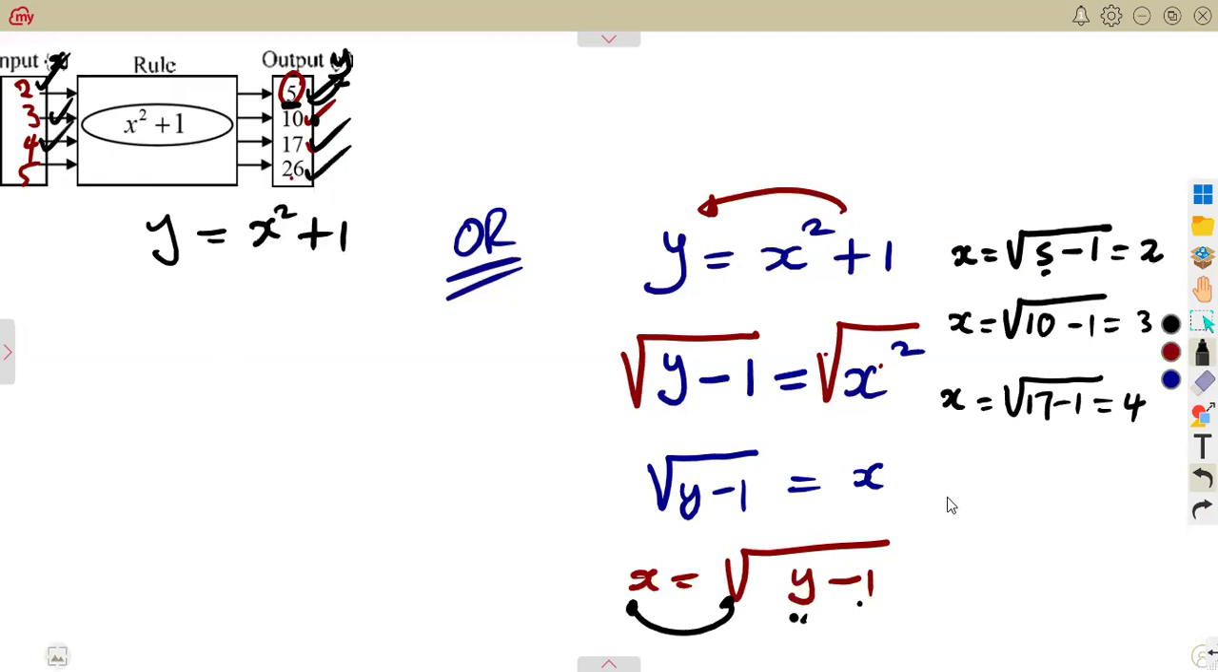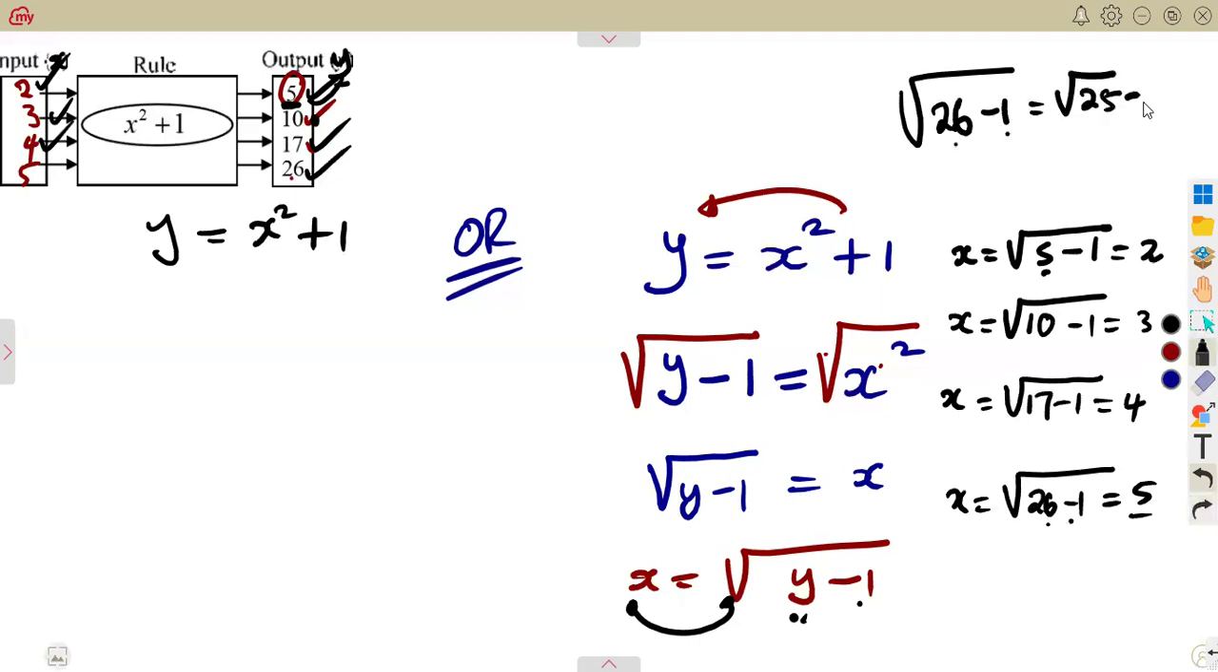When this is 26, you do the same thing. The square root of y minus 1, that's 26 minus 1, which is the square root of 25, which is 5. Take note, the square root is covering both y and minus 1. If you're given 26, 26 minus 1, everything is under the square root. So you subtract 26 minus 1, you obtain 25, and the square root of 25 is 5. So this is how you're obtaining all these answers. Or just use your calculator for that.